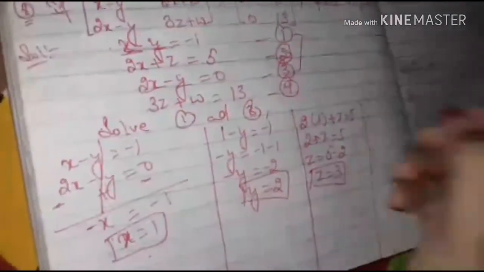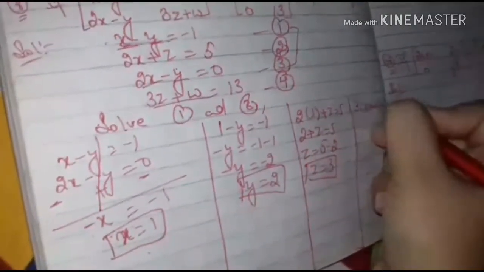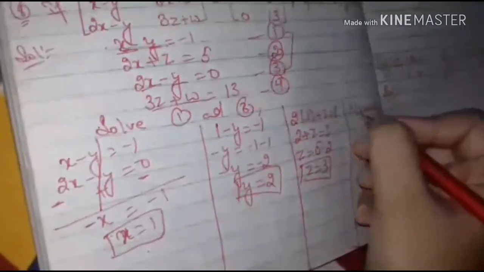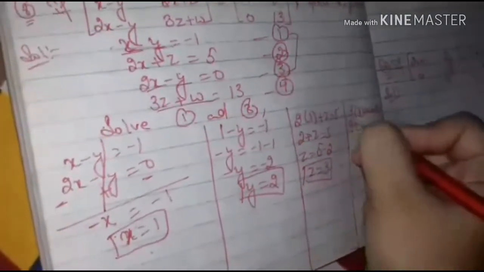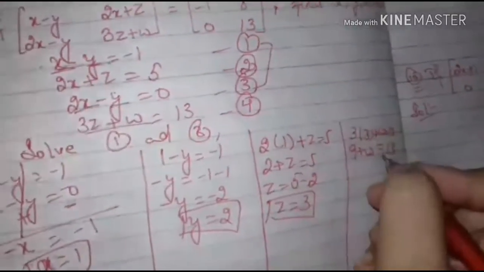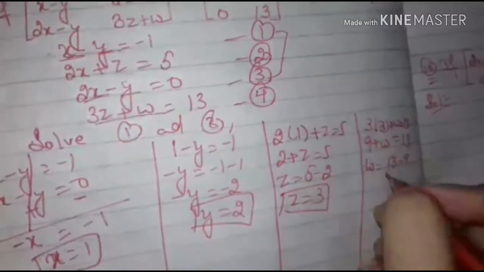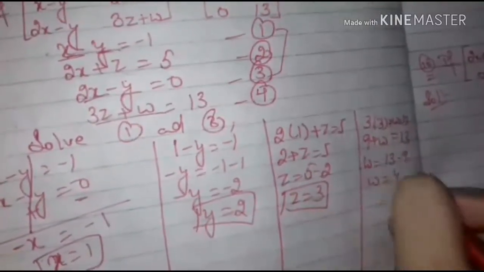Now last, putting the value of z in this equation. 3 into 3 plus w is equal to 13. 3 into 3 is equal to 9 plus w is equal to 13. So w is equal to 13 minus 9. So w is equal to 4.